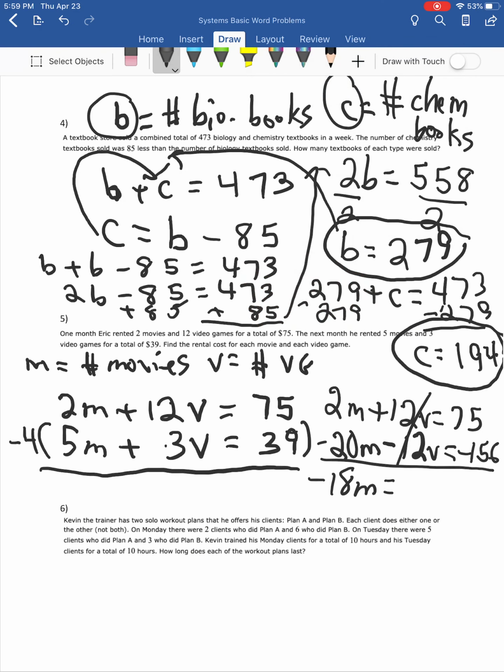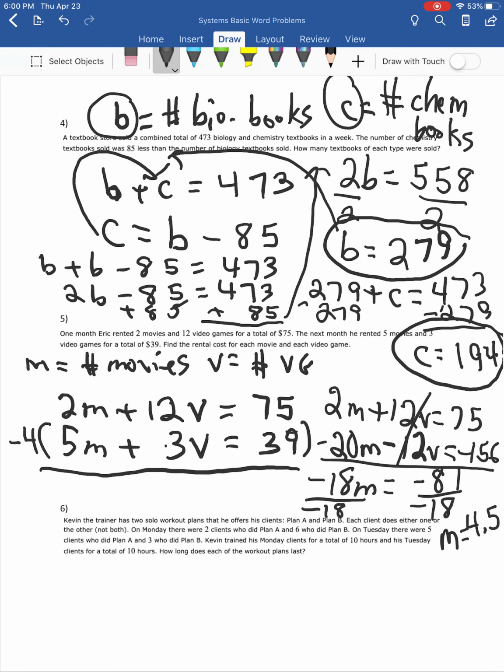let's go to calculator. Sorry. That's going to be negative 81 divided by negative 18. So that's going to be 4.5. Okay, and decimals are okay here because we're working with money. Okay, and running out of room.